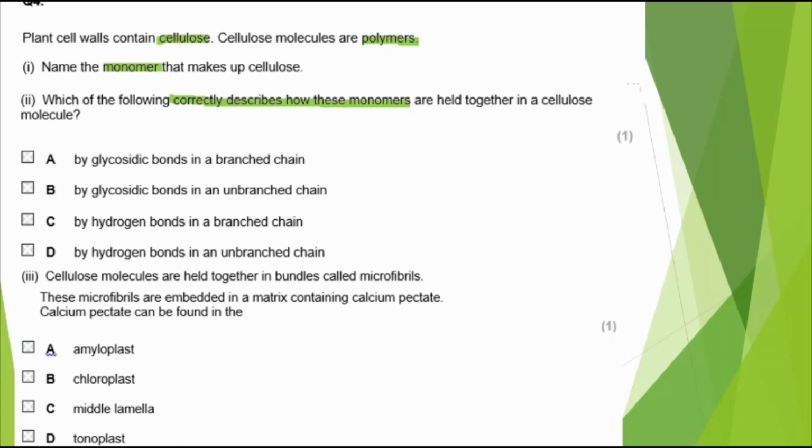And lastly, we have cellulose molecules held together in bundles called microfibrils. These microfibrils are embedded in a matrix containing calcium pectate. Calcium pectate can be found in which part of a plant cell? Amyloplast, chloroplast, middle lamella, or tonoplast?